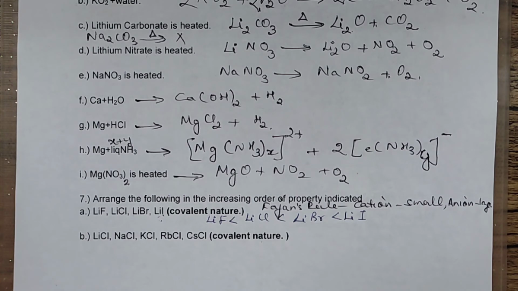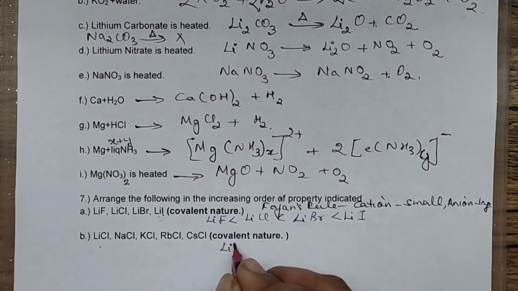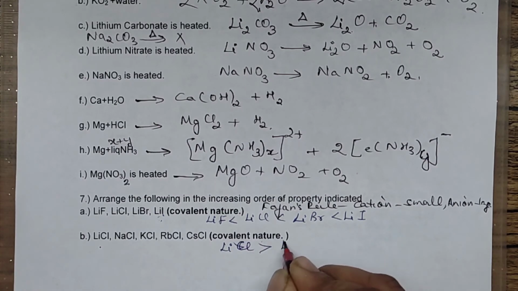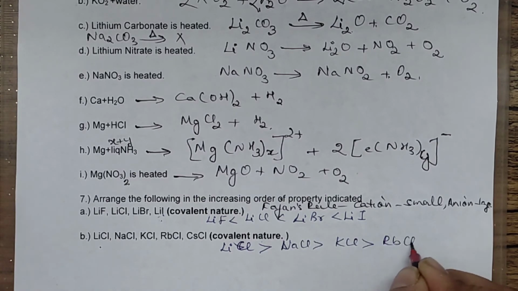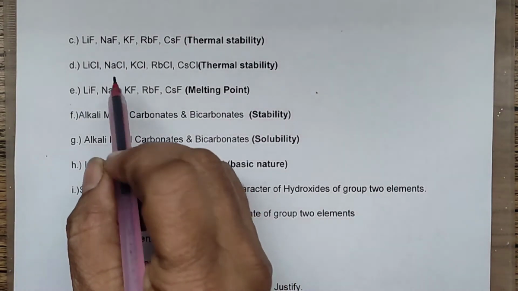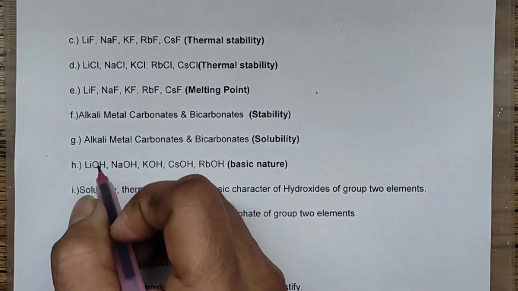Okay. Then you have covalent nature in case the anion part is constant and the cation is changing. The smallest cation will be maximum. So you will have LiCl, then NaCl, then KCl, then RbCl, and the least would be cesium chloride. Clear?